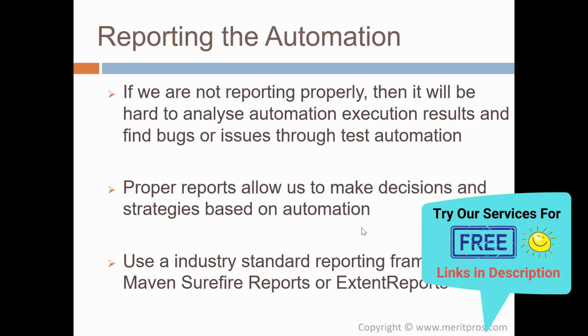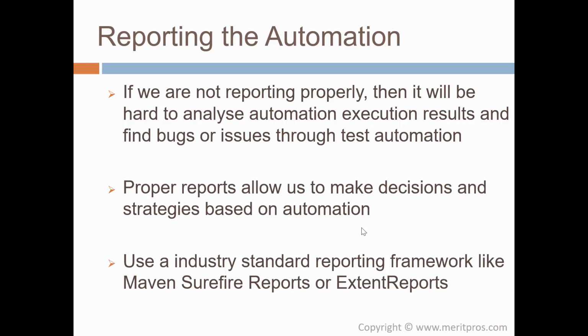So let's talk about reporting stage, what all we need to do in reporting and the best practices. If you are not reporting properly, then it will be hard to analyze the automation execution results and finding bugs or issues through test execution. So the main thing is visibility. After execution, you need to get proper reports, you need to get proper visibility to find out what are the exceptions, or what are the screenshots or application state. So you need proper reporting to analyze your test automation execution and then to find the bugs or issues.